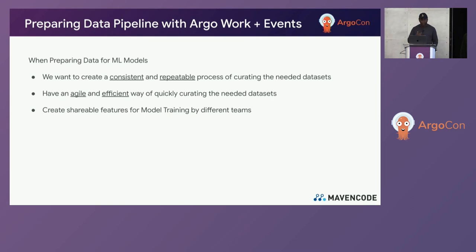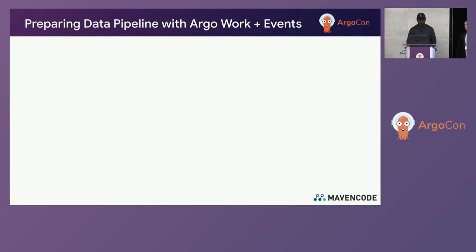We want to have an agile and efficient process so that once I've prepared the data, I can share it with multiple data scientists on the team. And if we need more features in that data set, we can always recreate it without slowing down the existing data scientists or ML engineers working on this. At the end of the day, we want to be able to create a shareable feature set that you can authorize a user or a team to use so that they can train their model and things like that.